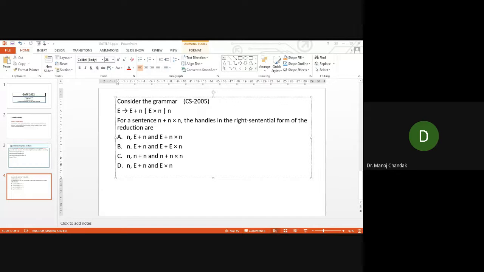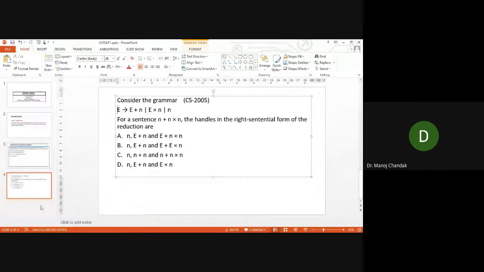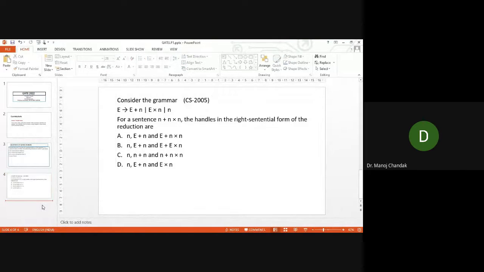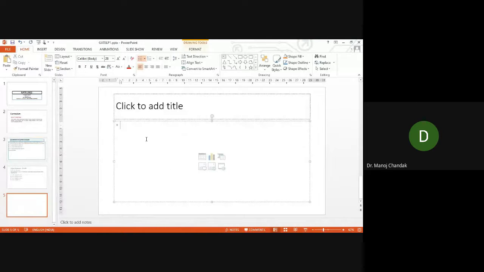But before that, it will be good if you can tell me that yes, I know parsing or I don't know parsing. So this is one more question which generally comes a lot of times. Let me come to that question. So this is another question.